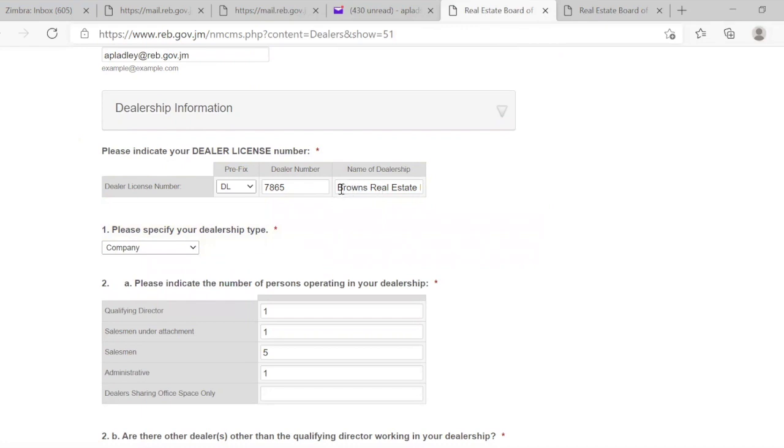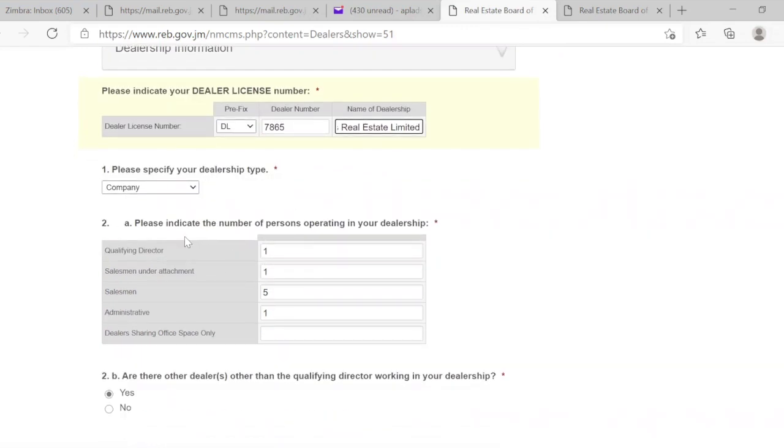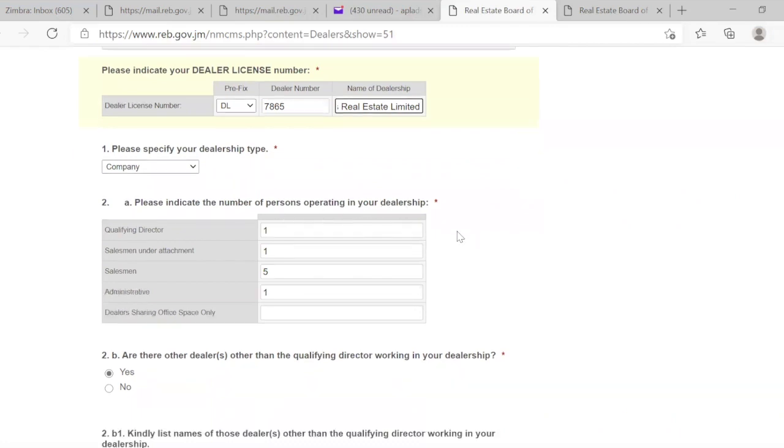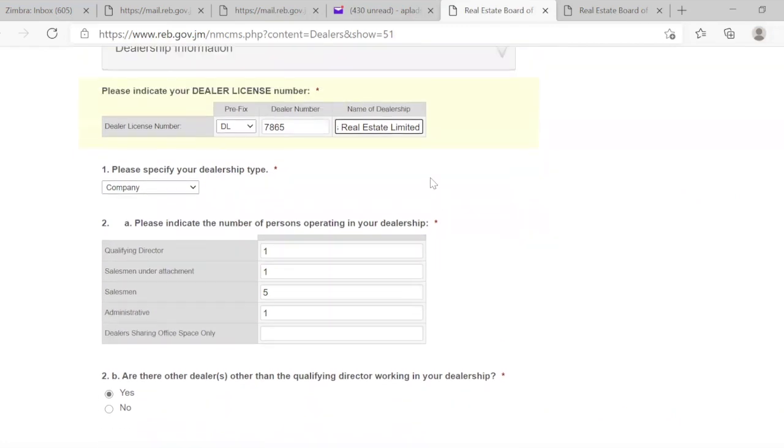This one is Bronze Real Estate. So this is a company. So I selected company. Here it says, please indicate the number of persons operating in your dealership. So let's say my company, you would have a qualifying director operating within the dealership. And also you have a salesman under attachment.